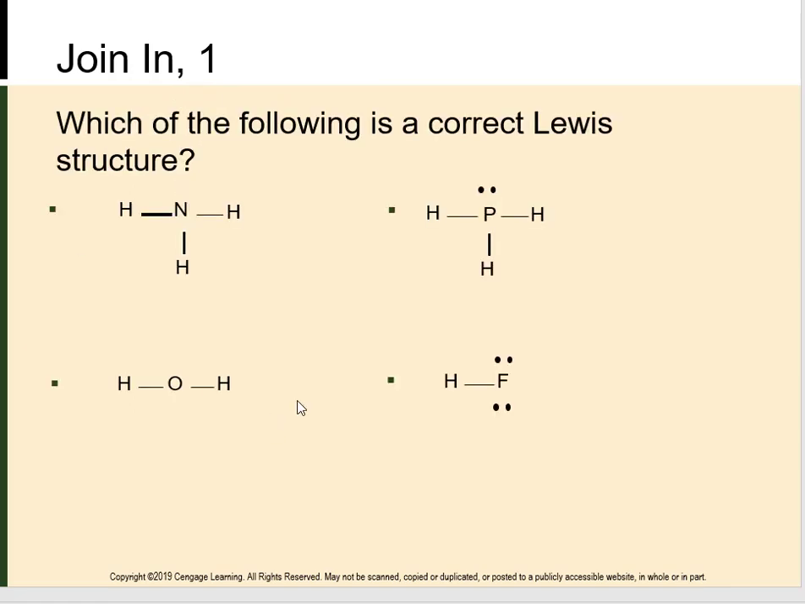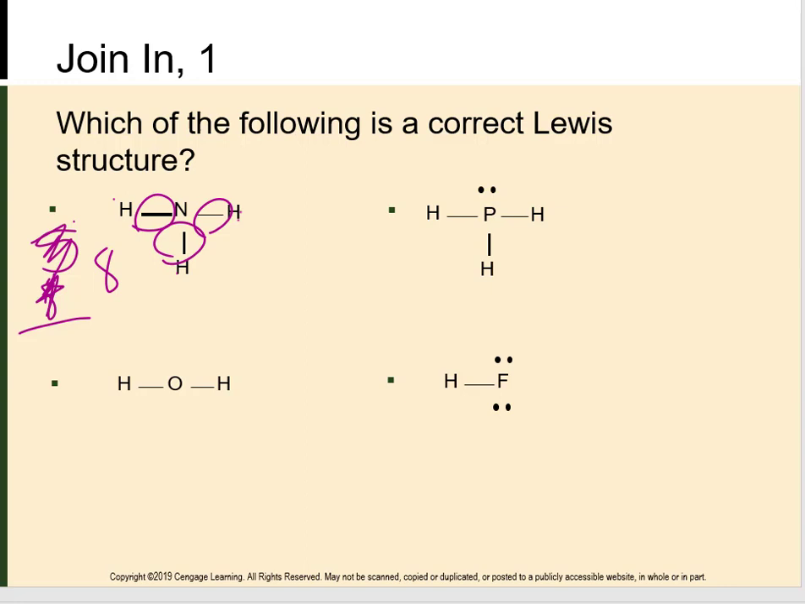1, 2, 3, 4, 5, 6, 7, 8. If we looked at the others, we could find fault with it. Nitrogen should have 5, 6, 7, 8. So 8 total electrons here. I don't know why I did 5 and 8. It should be 8 total.